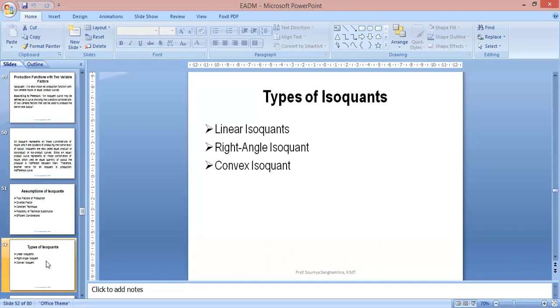Likewise, two wheels and one chassis are required for a scooter, and this is also known as input-output isoquant. Then convex isoquant.